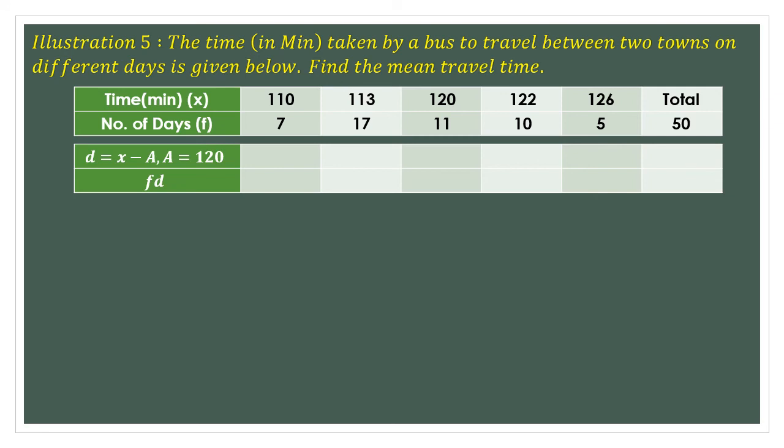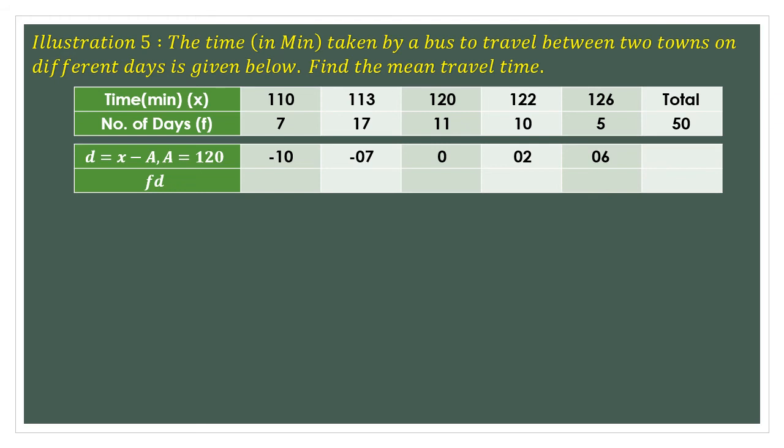If you want, you can take 100. If you want, you can take 130, 150, not a problem, but try to make it easier. So I have taken 120 here, so x minus 120: negative 10, negative 7, 0, 2 and 6. We don't make a total of these deviations, because if we make a total of these deviations, it will always be 0.